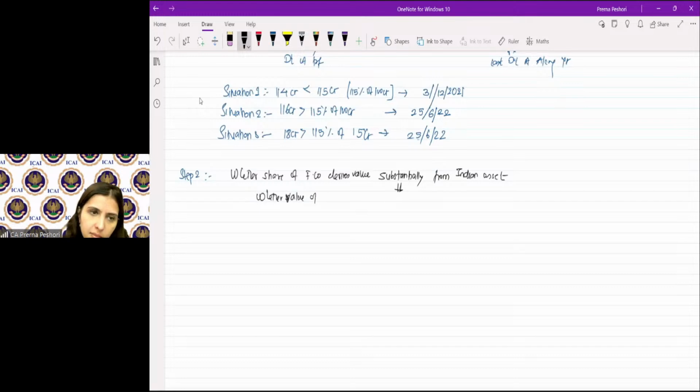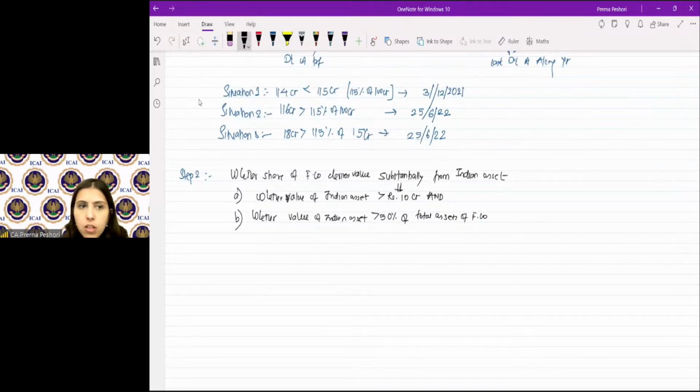Now to determine that, what we need to see is whether the value of the Indian asset is greater than rupees 10 crores. And this is condition 1. Second, whether the value of Indian asset is greater than 50% of total assets of the foreign company. So here my value will be not the book value, but the fair market value. Okay, students, I need to consider here fair market value.